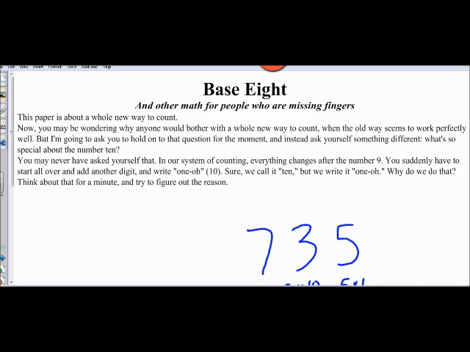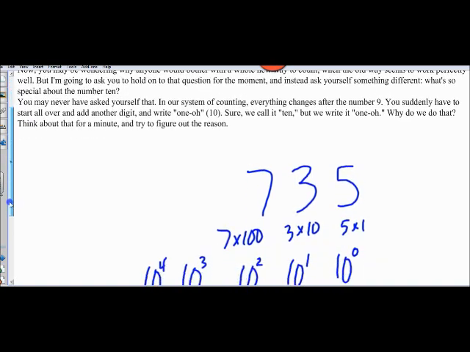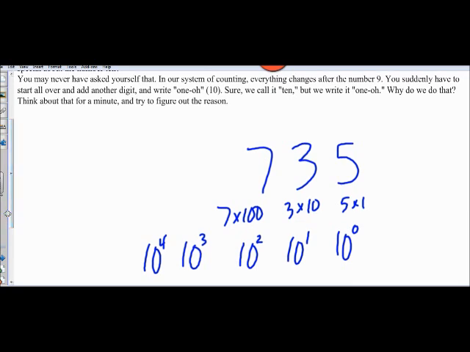And why do we have a base 10 system? Well, probably because we have 10 fingers and 10 toes. That's probably when people started counting. A whole unit would be 10 of something. That's one whole, because then we have to start over.